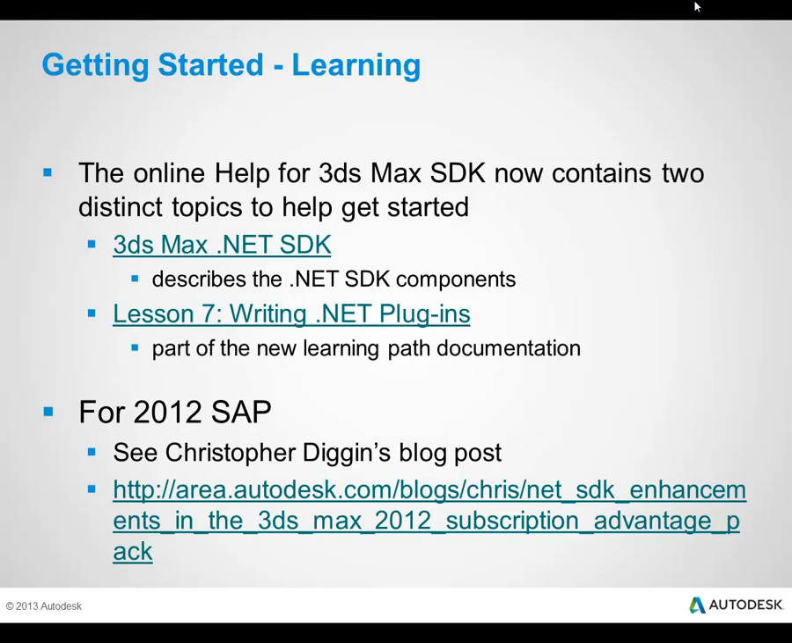So to get started in learning, here are some resources. The help for the 3ds Max SDK contains two topics to help get you started. The first thing you'll want to do when working with the .NET API, even though you won't need to consume much out of the SDK, is install the SDK. The very first thing you should do is get the SDK and install it. You're going to see a lot of C++ stuff in there. Just ignore it. It gives you the links to the documentation.